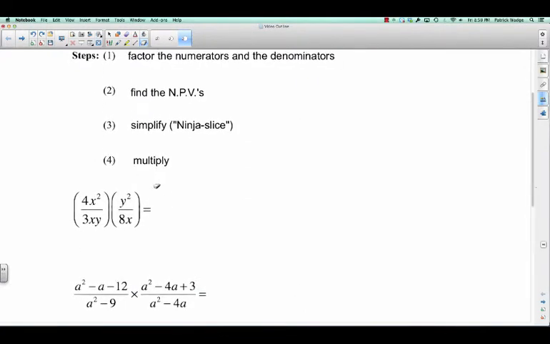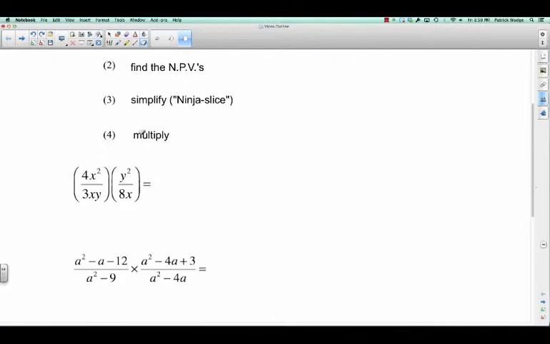Okay, first step is to factor the numerators and denominators. So in this question, you have monomial, monomial, monomial, monomial. You cannot factor monomials, so you're done step 1. Step 2, find the NPVs. So NPVs, non-permissible values.